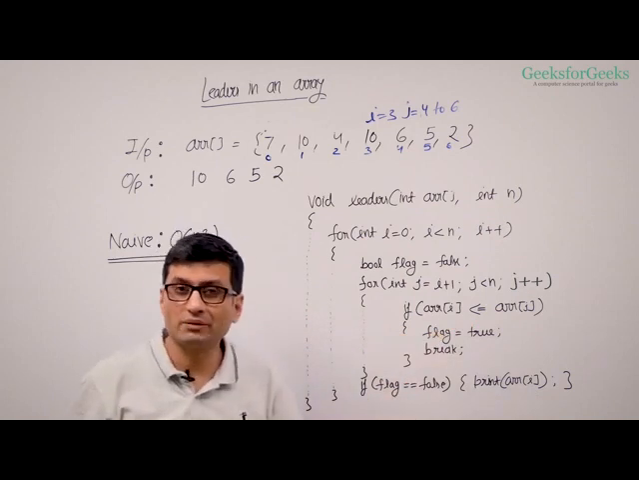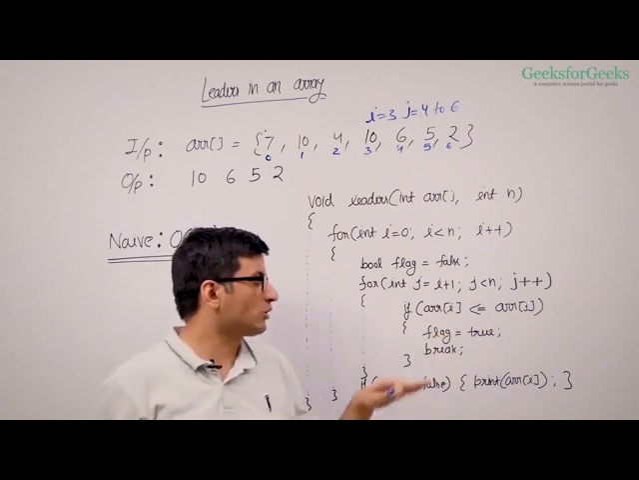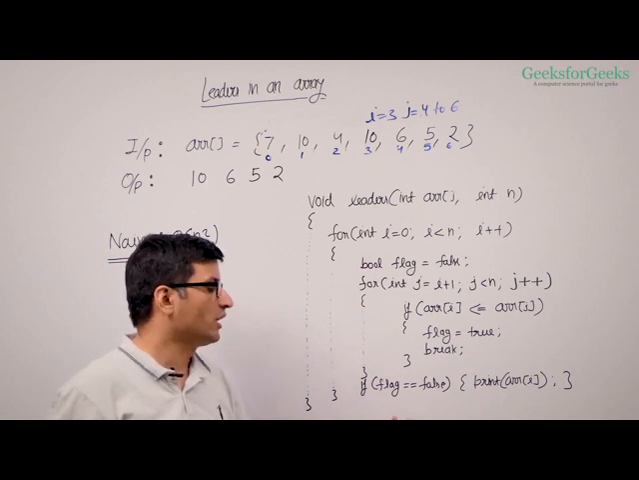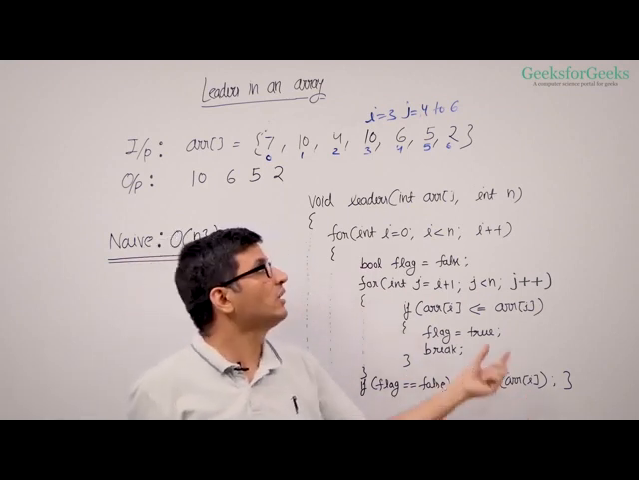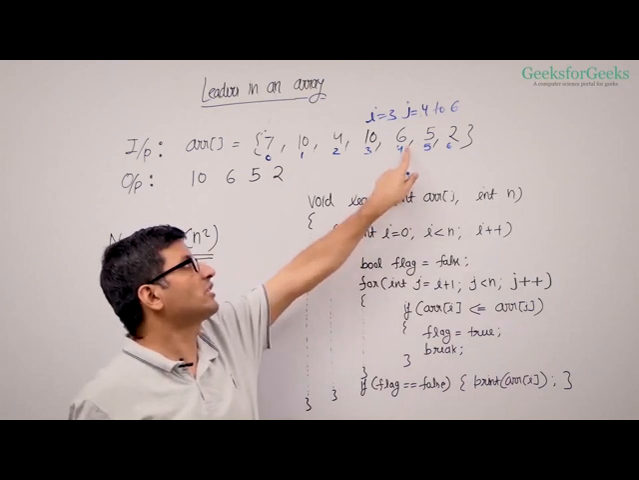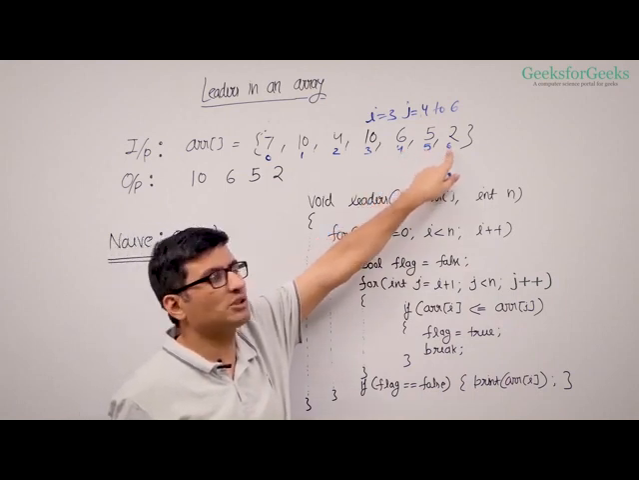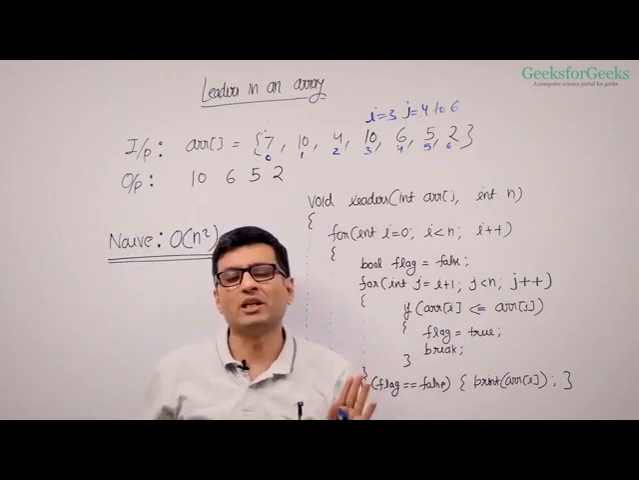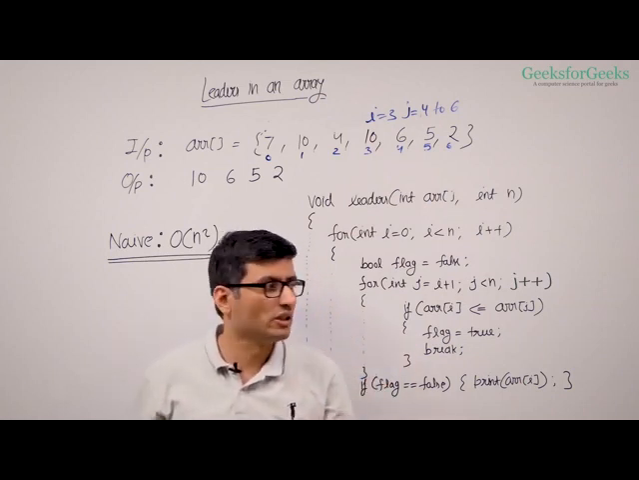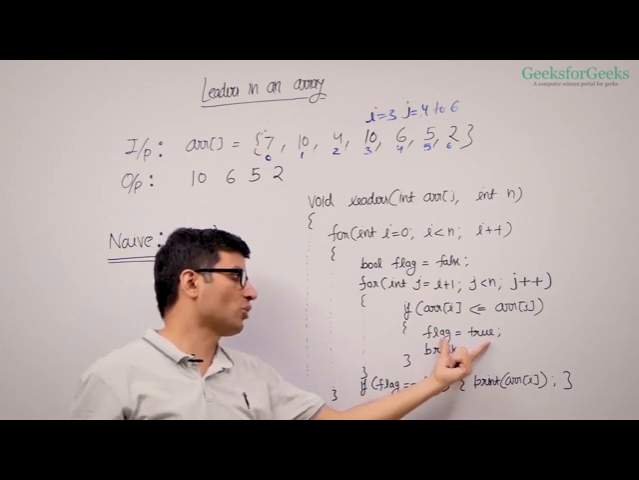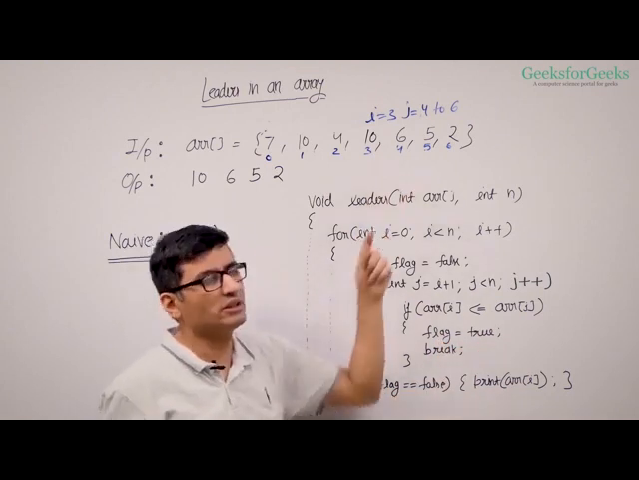You will see all the elements and you will see none of them go inside this if condition. Array j never becomes greater than or equal to array I. So your flag remains false. And when you come out of the loop, you print 10, right? Same thing happens for 6, same thing happens for 5, same thing happens for 2. You never find an element which is greater or equal on the right side. So your flag never becomes true and you print all these 4 elements.